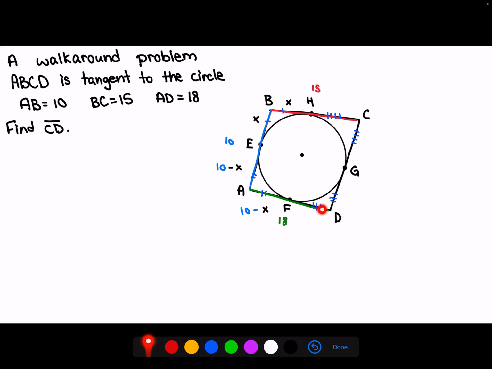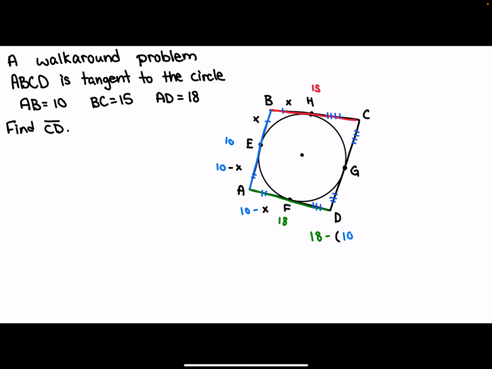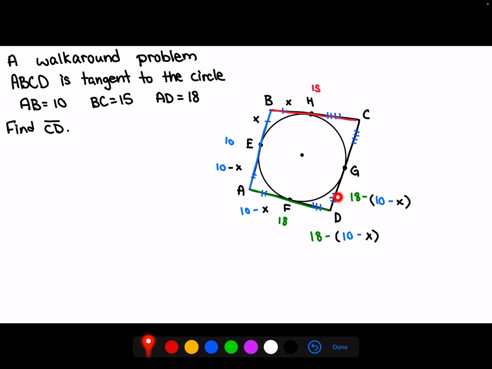Next, I'll find DF. For DA, we have a full length of 18. For AF, we have 10 minus X. So if I take 10 minus X away from 18, I'll have DF. Therefore, DF is 18 minus (10 minus X). That's true for DG as well, because both are tangent lines and both share a common endpoint. I'd like to continue going around this direction, but I don't have the length of CD, so I can't go any further this way.